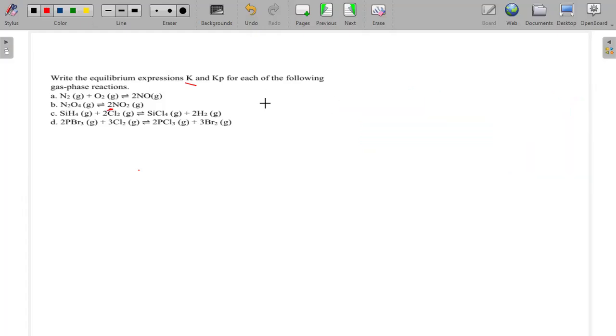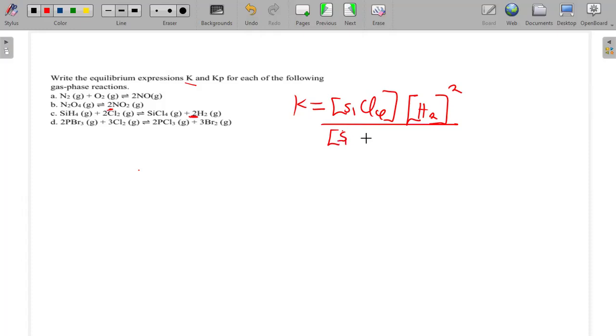Reaction C, we are having the K expression to be equal to the concentration of the products that we're having, which is SiCl4, okay, no coefficient, so we're going to power it to nothing, multiplied by the concentration of hydrogen gas there, okay, and we notice that the coefficient is 2, so we're going to power it to 2 there, right, divided by the concentration of the reactants, which is SiH4, okay, the coefficient is 1, so we're not going to power it to anything, multiplied by the concentration of Cl2, okay, then the coefficient is 2, so we're going to power this to 2 like that. That's a K expression, isn't it?